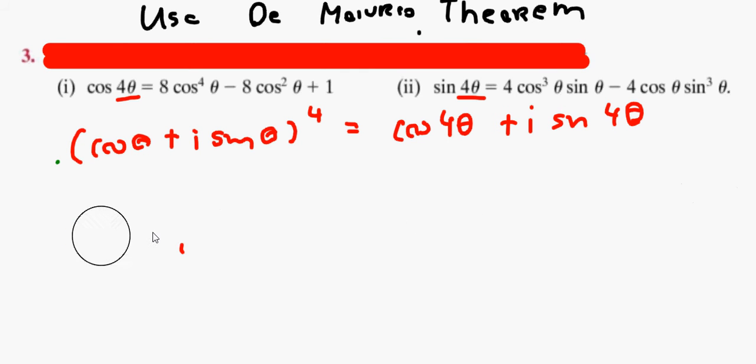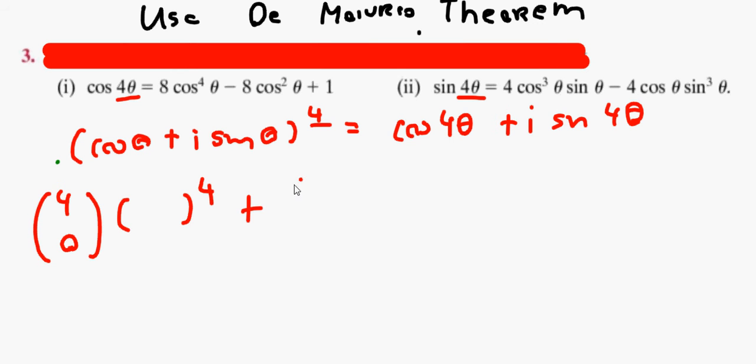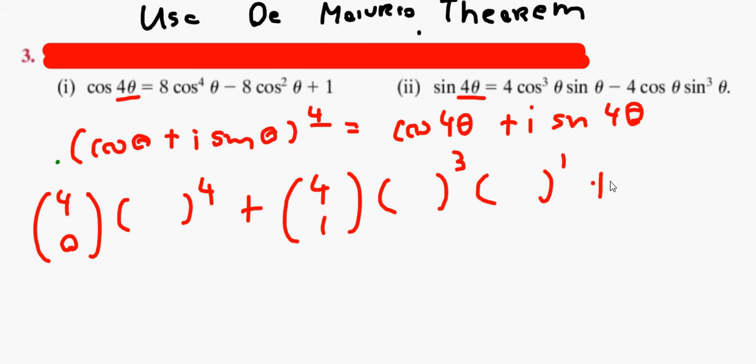The binomial expansion works like this. You go to your first power, what do you see? 4. Alright? 4c0, first one to the power of 4. What's the next one? 4c1. First part to the power of 3, second part to the power of 1. Next part after that? 4c2. And what happens there? First one to the power of 2, second one to the power of 2.